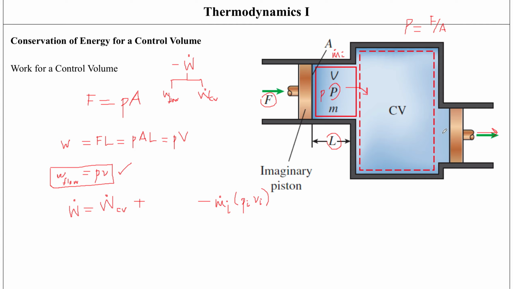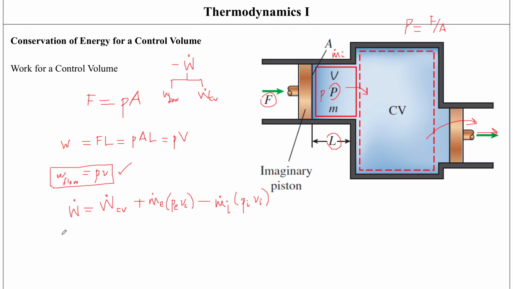And plus, because this is the energy that is outgoing, this is going to be preceded by a positive sign. So it's going to be positive m dot e into Pe into the specific volume of the exiting stream. So this is what we have to account for. What we're going to do is substitute this into the equation that we saw previously.